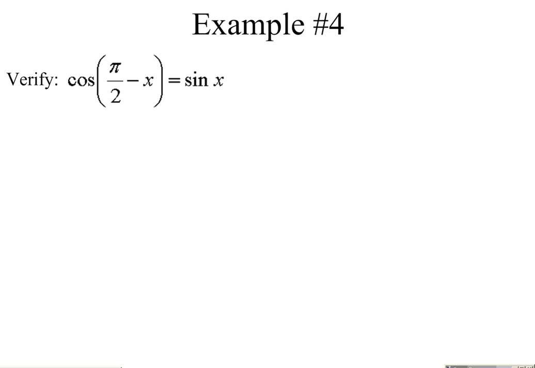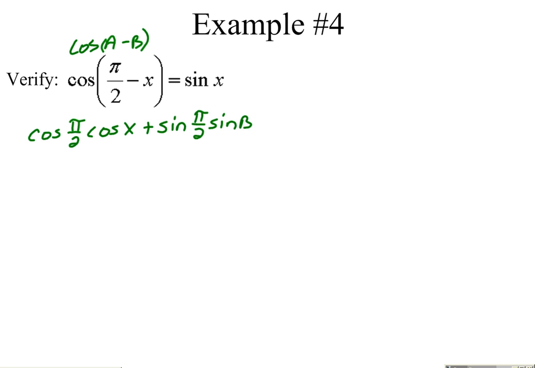So I'm going to work down the left side of this equation here, apply my difference identity for cosine of A minus B. That is cosine A, cosine B, plus sine A, sine B. We're trying to show that that whole thing just simplifies to be sine of x. There should be an x here, not a b.